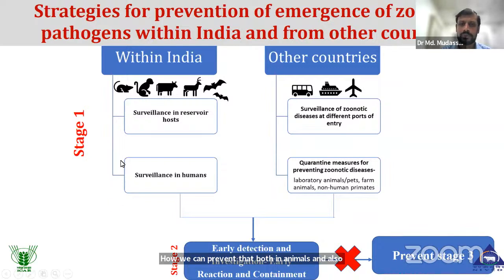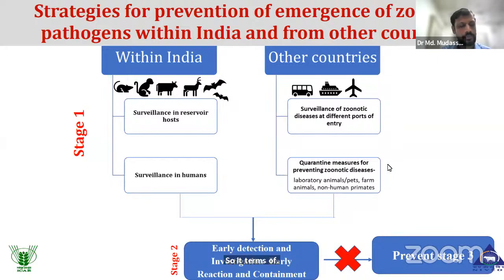So what we need to do is a lot of surveillance in the reservoir host. And we also need to see how surveillance can be enhanced in humans. From an India point of view, as I was talking about the stages, stage 1, 2, 3, this can be prevented at an earlier stage.